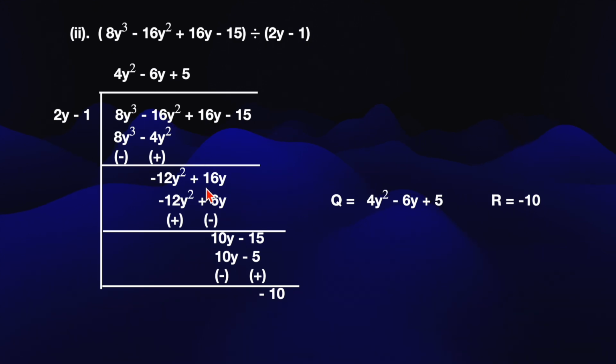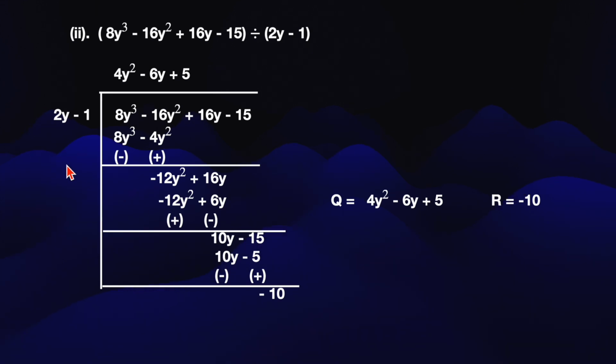Bring down the next term. Okay, then divide this by 2y, you get minus 6y. Okay, multiply it with this, you get minus 12y square plus 6y. Here again we need to change terms because both are negative. So we'll make this positive and this will make it negative. Okay, so here 16 minus 6y is 10y. Bring down the term like this.